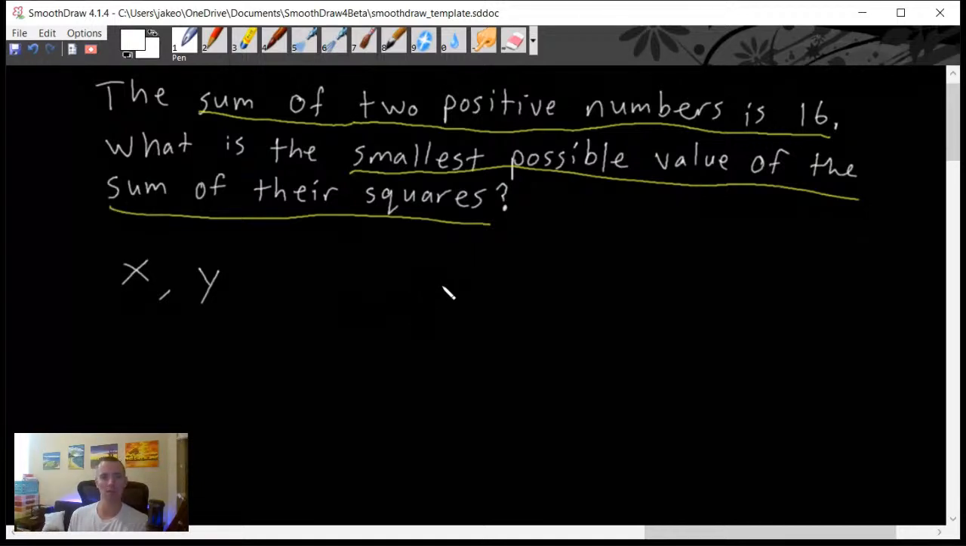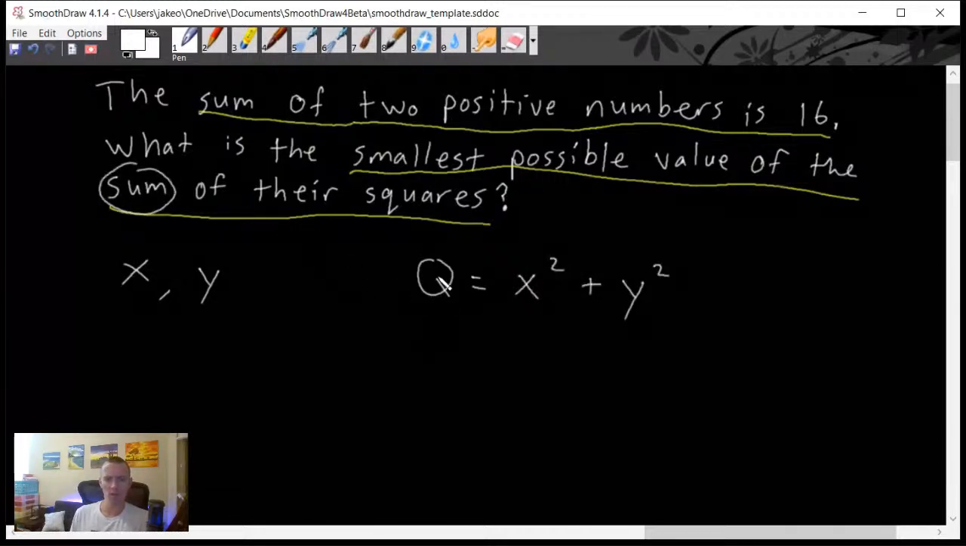Then the third step to these optimization problems is to write out our equations. We're going to have the equation that we're trying to optimize, some quantity, which we'll call Q, which we want to make either as big as possible or as small as possible. In this case, the thing we're trying to get as small as possible is the sum of their squares. First, what are their squares? The square of x is x squared, and the square of y is y squared. We're trying to make their sum as small as possible. So x squared plus y squared represents the sum of their squares.